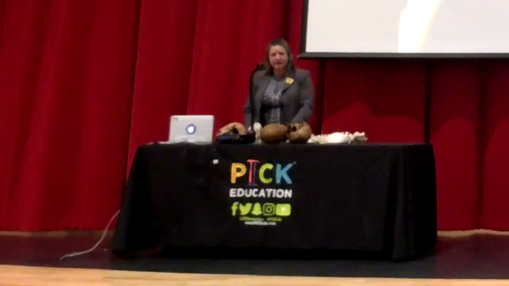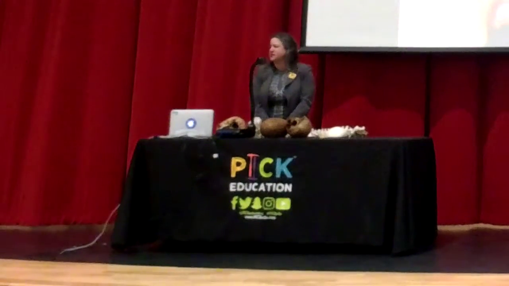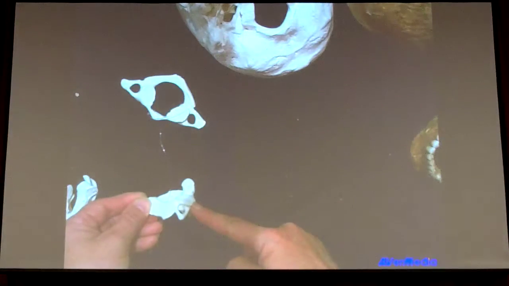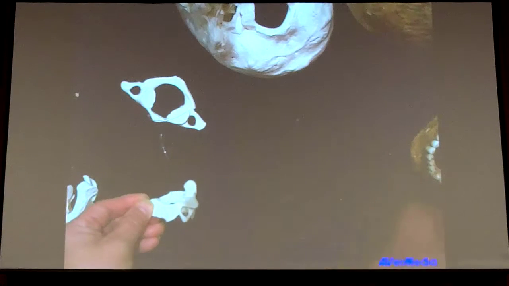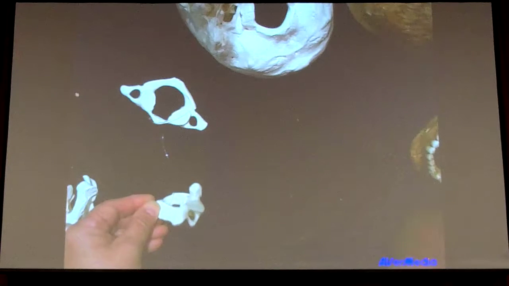The second one has this point sticking up around which Atlas can rotate. So this point sticking up forms an axis of rotation. So its name is Axis. So we have Atlas and Axis. And they're the only two vertebrae that have names. After that, they just get numbered. So they're much more boring.